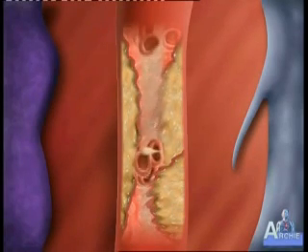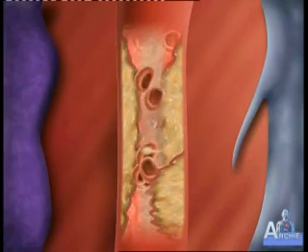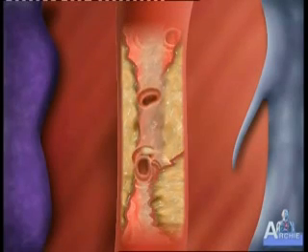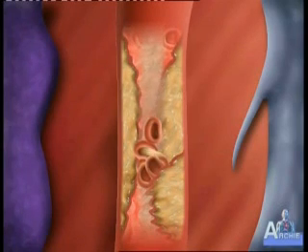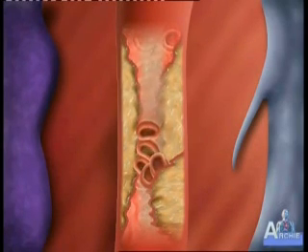Plaque within vessels can rupture, releasing clot-promoting factors into the bloodstream. Blood flow slows in the presence of clotting, and eventually the vessel may become completely occluded.